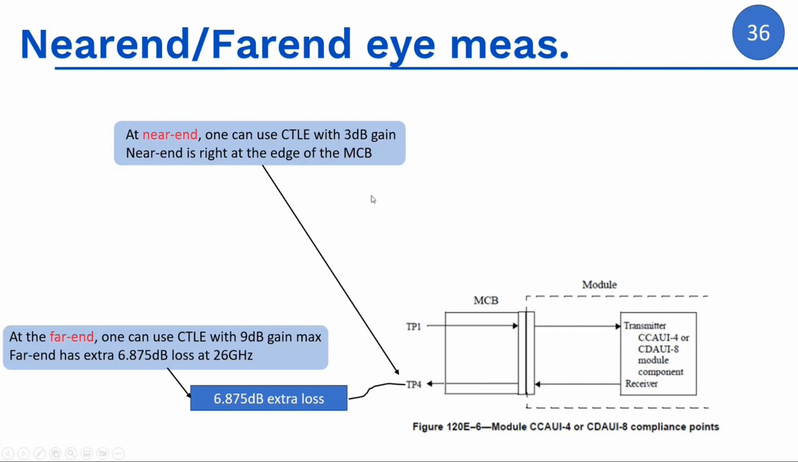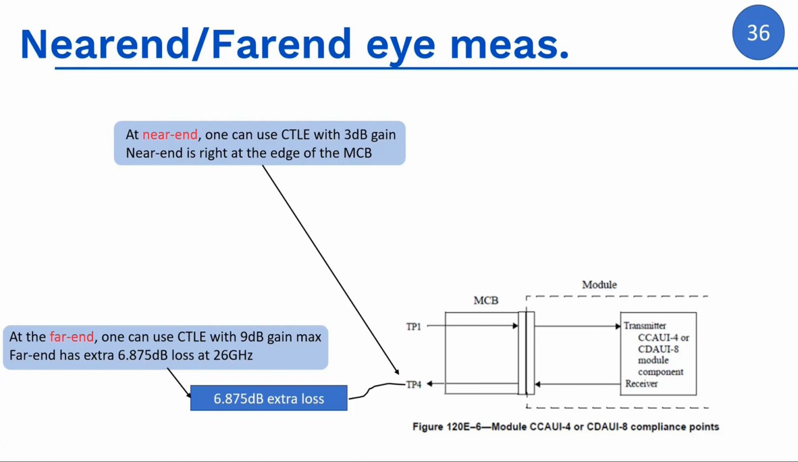the receiver lanes. And the way we do debugging is using CTLE, which is continuous time linear equalizer, plus DFE. The spec allows us up to 3 dB gain when we are doing the measurement of what we call the near end spec. But the standards also ask us to measure the same receiver with an additional loss of 6.875 at 26 gig. But in this case, it's allowing us to introduce a CTLE with up to 9 dB.